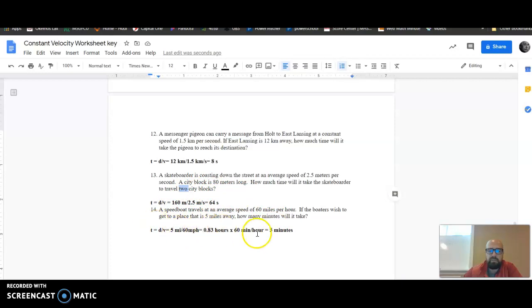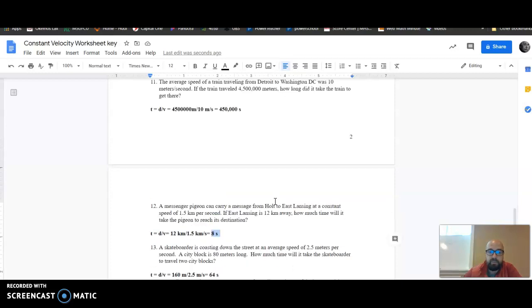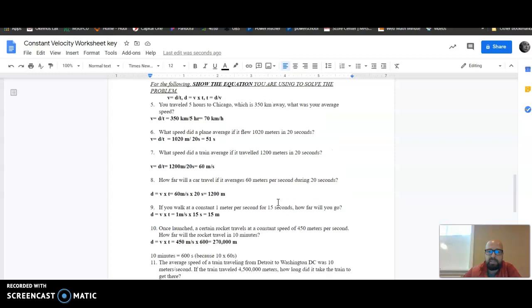People inverted this last one, so I'm not sure why that was. Maybe just going fast or something, or it's the last problem, so we're a little sloppy. A bird getting from Holt to East Lansing in 8 seconds was pretty fast, I agree. That is an amazing bird. But that's what it looks like.